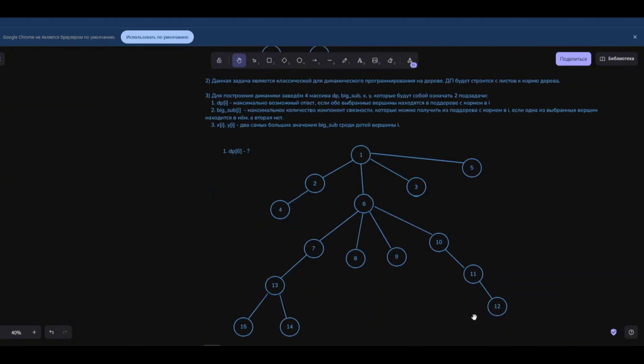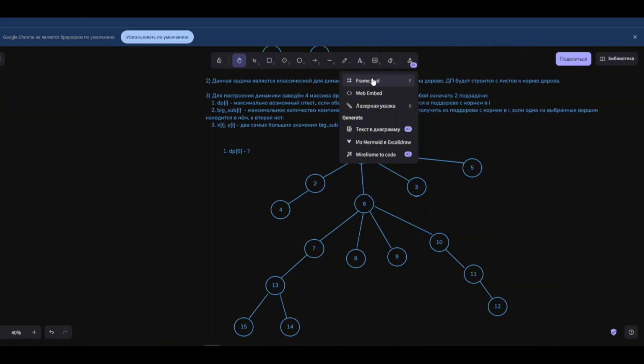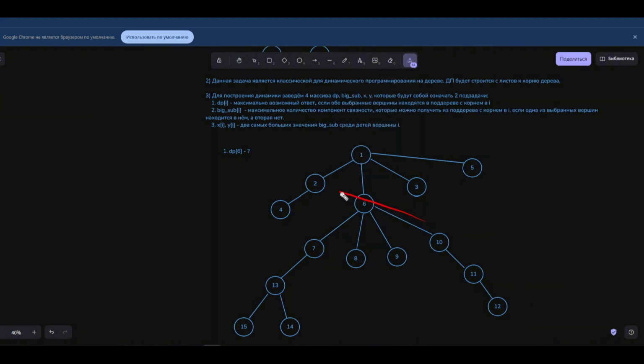So let's say we have this scary tree here with 15 vertices, and we need to find the dynamic programming solution for vertex 6. In fact, there should be some path going through vertex 6 in the subtree, so that the maximum possible answer occurs under this condition. So what would be the optimal option here to choose two vertices A and B within the subtree of vertex 6?